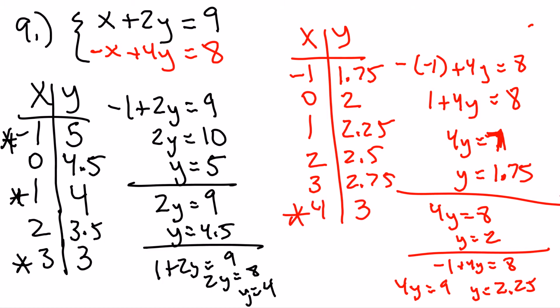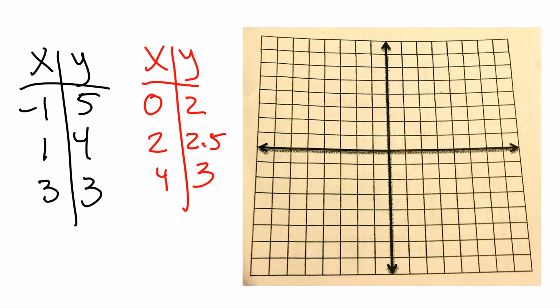So I'm going to use 0, 2. I'm going to use 4, 3. I guess I'll use 2, 2.5. Those are going to be the 3 best ones to use. So now that I picked the best points to use, so I don't have to change my scale and I don't have to have nasty fractions, even though 2.5 is on there, I'm going to make my graph.